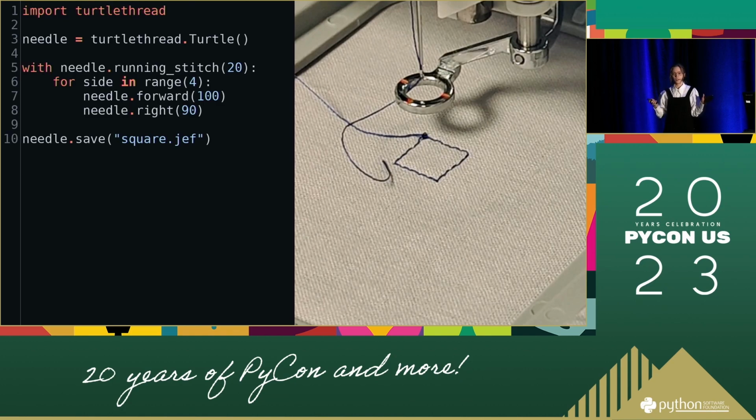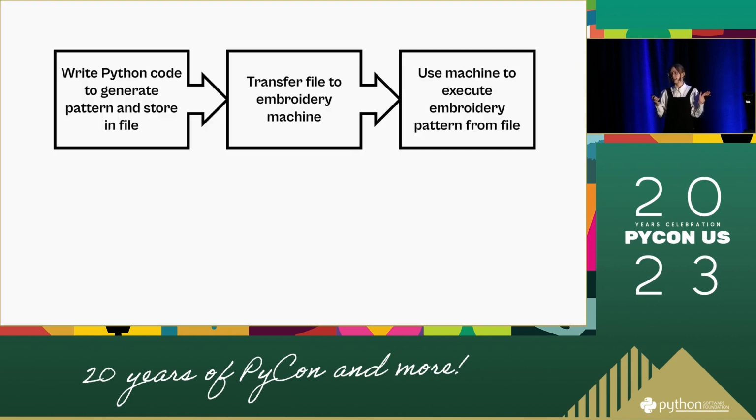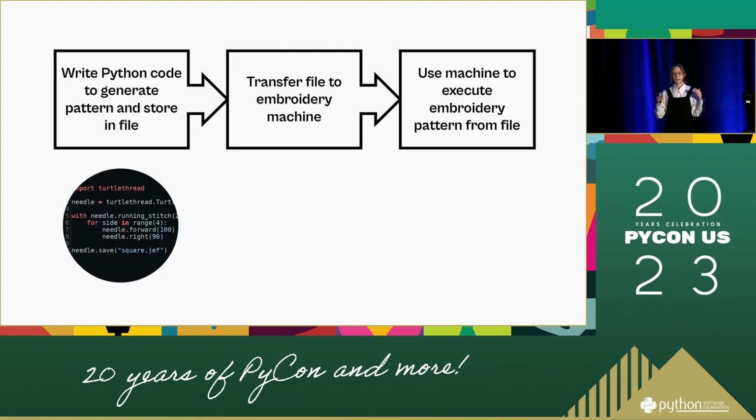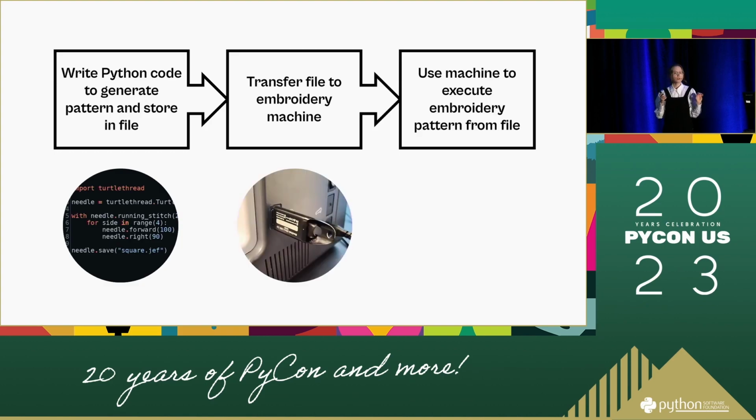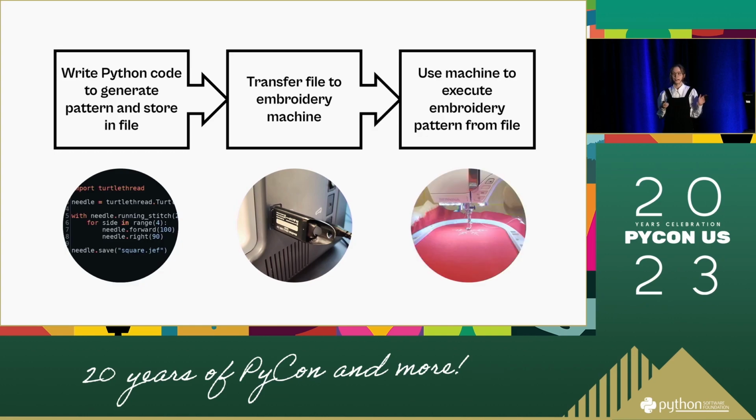In reality, the workflow looks like this. So first, you write your Python code that creates the embroidery pattern and stores it in an embroidery file. And then you transfer that file to an embroidery machine. And finally, the machine executes the pattern.